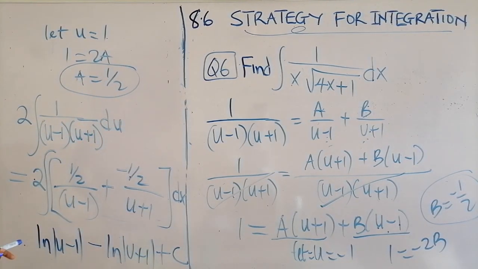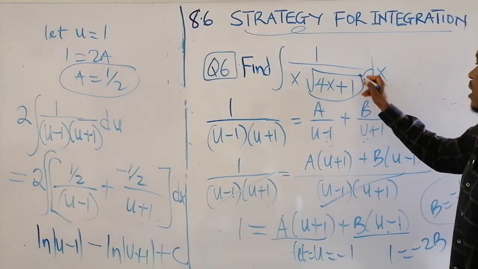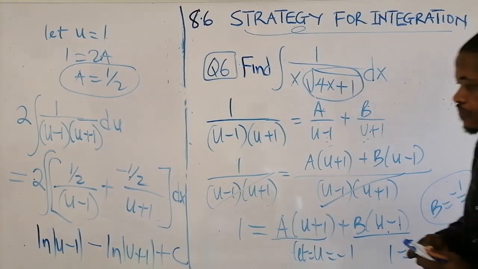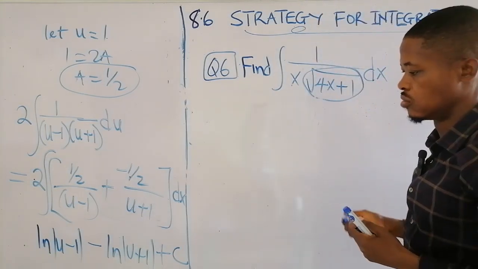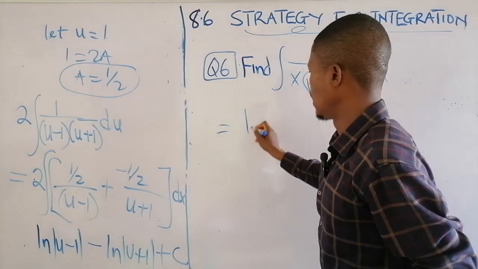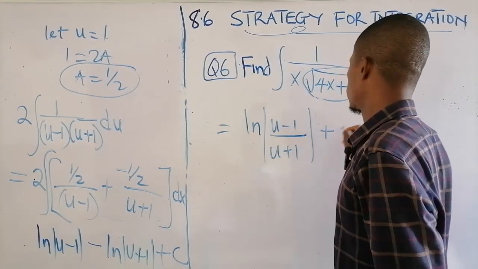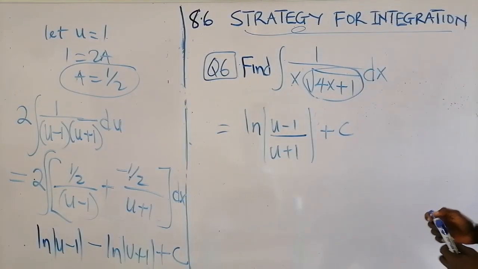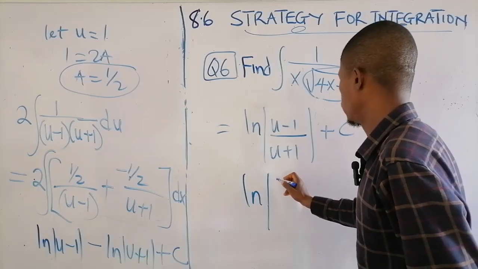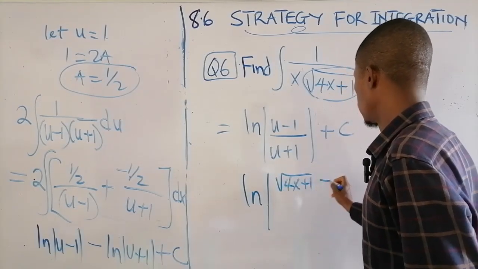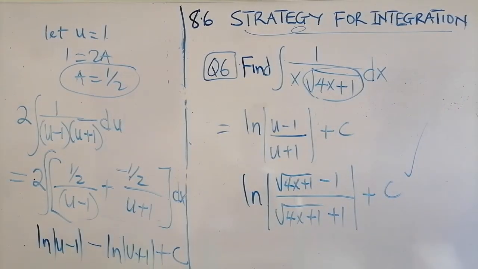So the next thing to do now is to return the U back. We have an expression for U, which is this expression. So before we substitute the U back, we can use the logarithm rules, and that will be equal to ln of U minus 1 over U plus 1, plus C. And then on the final conclusion, we have U as square root of 4x plus 1, so minus 1 all over this. And that ends the solution to the question.